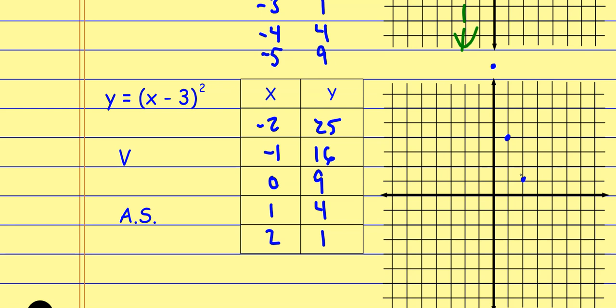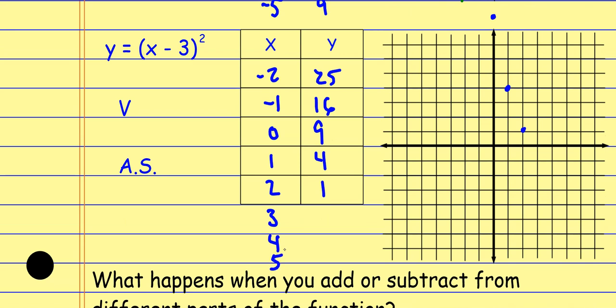Do I want to go to the left or the right? And so it looks like to the left, this thing is just kind of getting bigger. So maybe I go to the right a little bit further. So I try a 3, maybe a 4, even a 5, okay? And if I plug a 3 in, 3 minus 3 is 0, squared, I get a 0. 4 minus 3 is a 1, squared, I get a 1. 5 minus 3 is a 2, squared, I get a 4, okay? And so I get 3, 0 right here, I get 4, 1, and I get 5, 4.